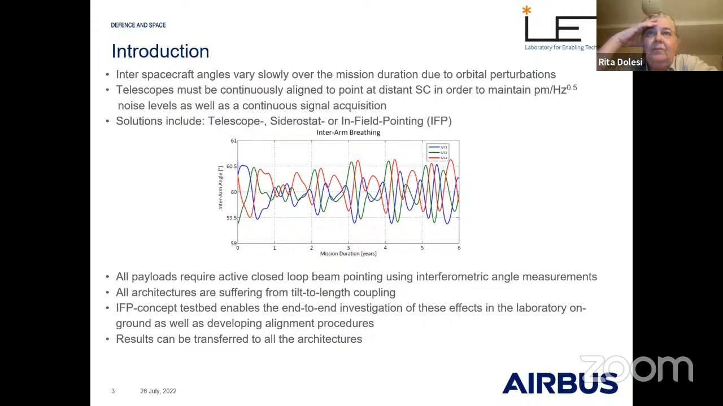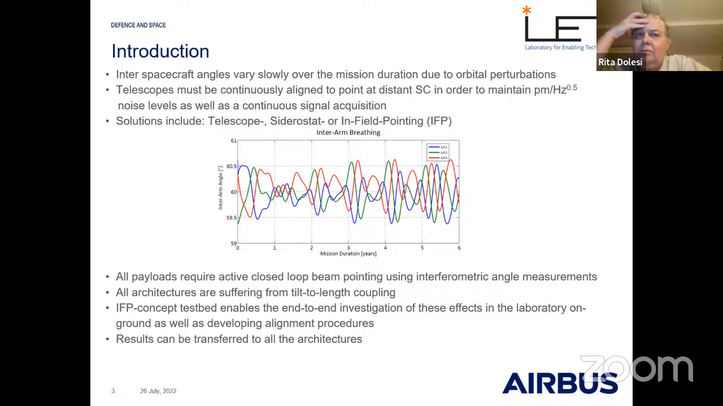There's a stair and step motion going on of a linear axis in order to keep the TTL coupling low. In in-field pointing, a very small mirror is positioned in an intermediate pupil plane of an off-axis telescope and does the beam pointing, reducing effects, for example, of self-gravity, because we are only moving a small mass. All of these architectures have their benefits and drawbacks, but I don't want to talk about those today. I want to focus on what these architectures have in common. All of these payloads require active closed-loop beam pointing using interferometric angle measurements, and they all suffer from TTL coupling.